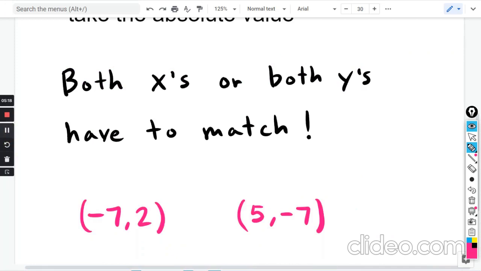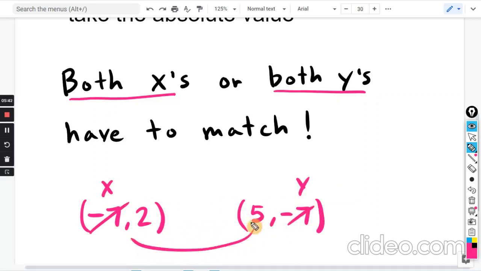Now for this method, you want to remember that both x's or both y's have to match. Okay, so if you have negative 7 comma 2 and 5 comma negative 7, this negative 7 is an x, but this negative 7 is a y. So you can't just cancel the negative 7 and then do 5 minus 2. That is not going to work. It has to be both x's or both y's that match.